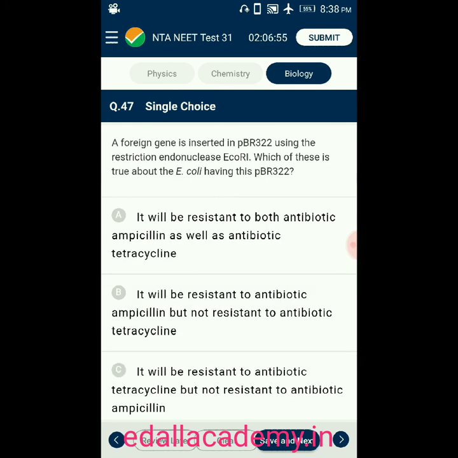Question number 47. A foreign gene is inserted in pBR322 using the restriction endonuclease EcoRI. Which of these is true about the E. coli having this pBR322? The restriction site for EcoRI in the pBR322 is not present within the ampicillin resistance gene or within the tetracycline resistance gene. Thus, when the foreign DNA is added, there will not be insertional inactivation of any of these genes and the bacterium will be resistant to both antibiotics. So the answer for this question is option A. It will be resistant to both antibiotic ampicillin as well as antibiotic tetracycline.